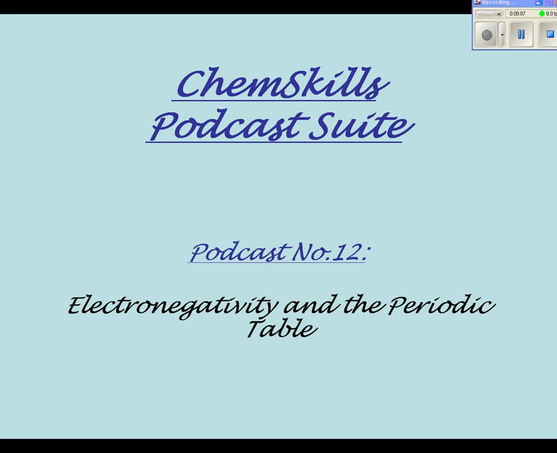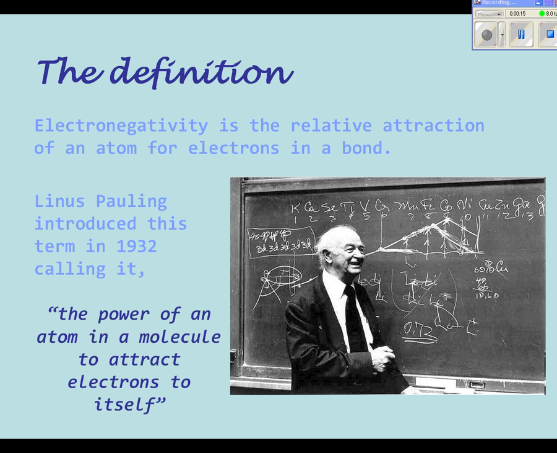This is the 12th podcast in the series, and the topic of this session is electronegativity trends and the periodic table. Electronegativity is defined as the relative attraction of an atom for electrons in a bond. The first person to describe electronegativity was Linus Pauling in 1932, and he described it as the power of an atom in a molecule to attract electrons to itself.